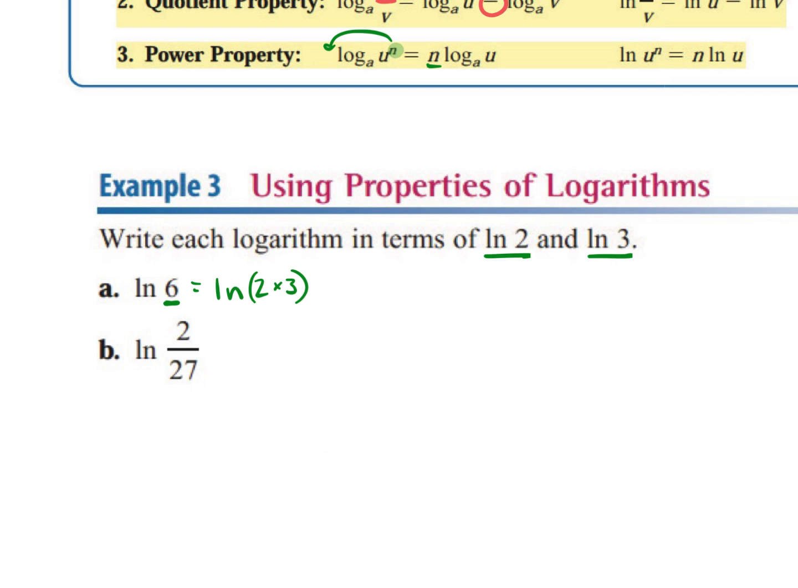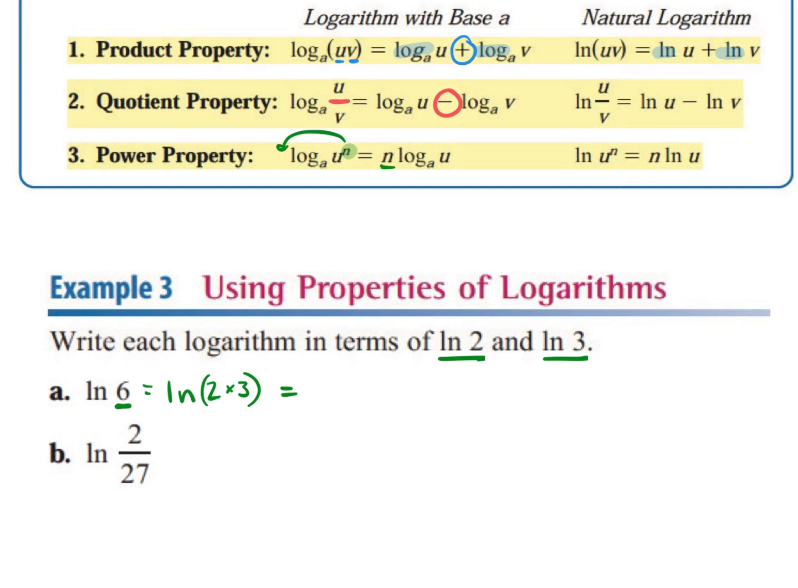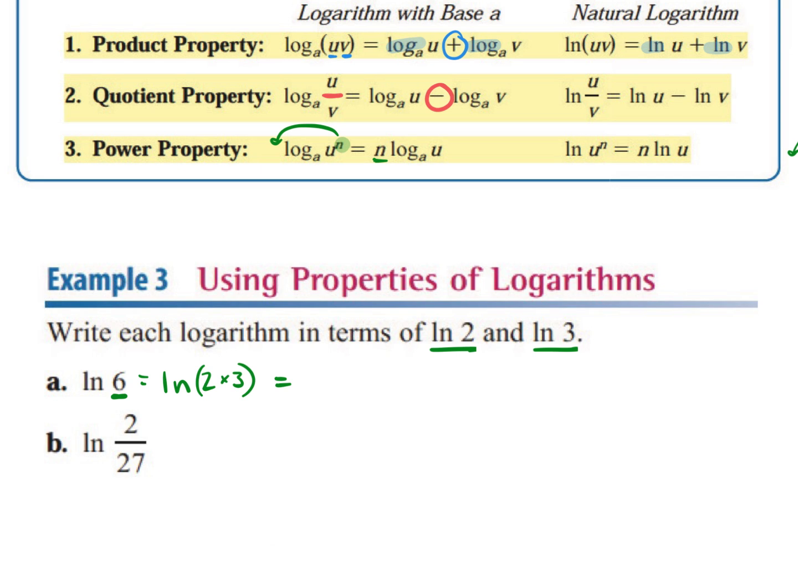Now if I have 2 times 3, I'm multiplying. How could I break this apart into 2 separate ln's? What goes with multiplication that we talked about up top? Adding. So I could split this apart and say the ln of 2 plus the ln of 3. So this would be our answer. This is how we write each log in terms of ln of 2 and ln of 3. That's what it's asking us for here.